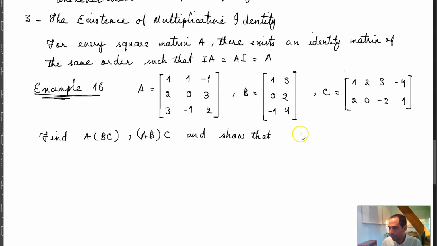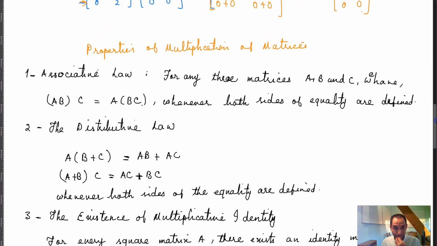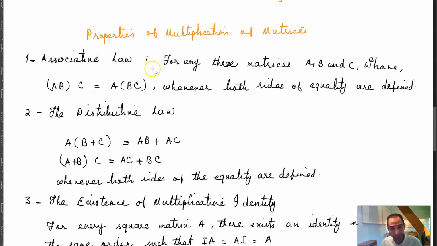basically AB times C is the same thing as A times BC, which is basically the associative law of multiplication in matrices, right?